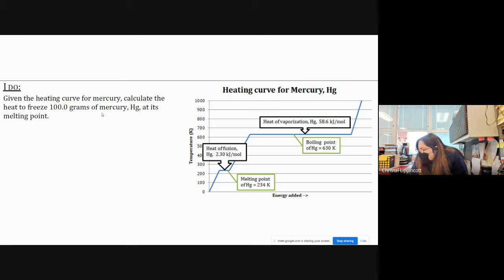Okay. So Q is going to equal the mass times the delta heat of fusion. So Q is going to equal, in this case, 100 grams times that heat of fusion here, which is in kilojoules per mole. Hold on. I'll write that down. Okay. I'll get it right this time.